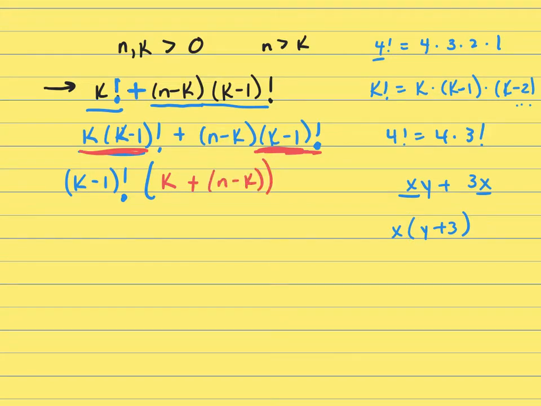You could skip those parentheses. Let me go back to blue. So this is k minus 1 factorial. This is k plus n minus k. What happens to the k's? They cancel. You're left with k minus 1 factorial times an n. And that is answer E.